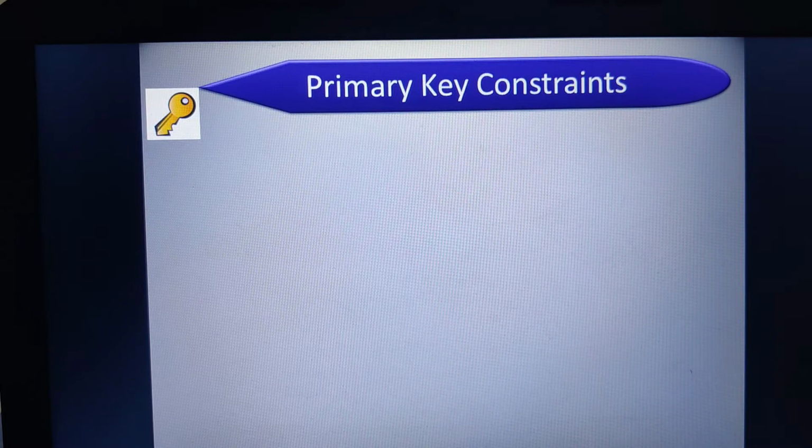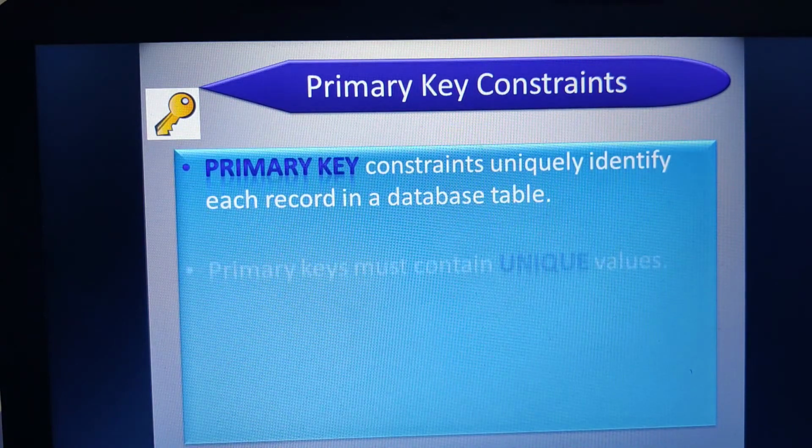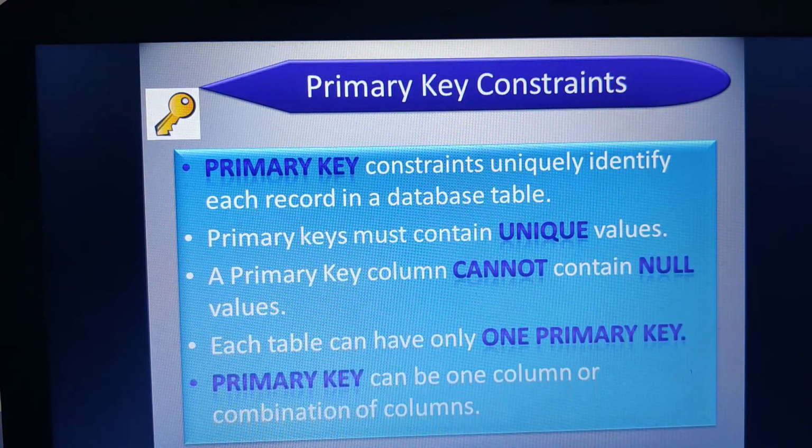Therefore, the primary key definition is: it's a constraint that uniquely identifies each record in the database table. This primary key has to contain unique values. It cannot contain any null values, and each table can have only one primary key. Now, a primary key can be one column or a combination of columns. When it is a combination of columns, we can also call it a composite primary key.